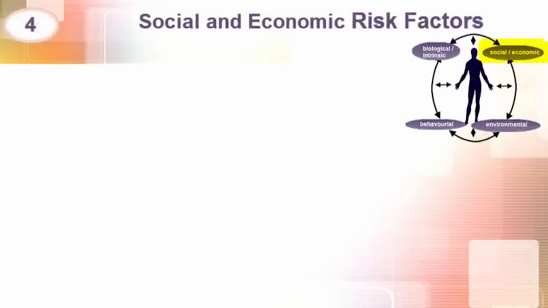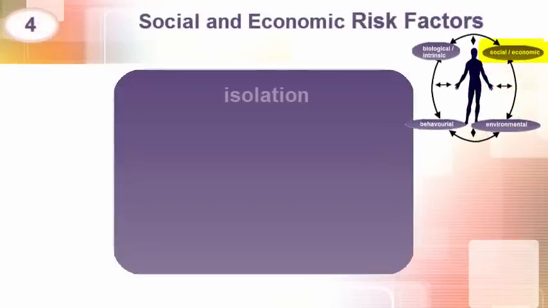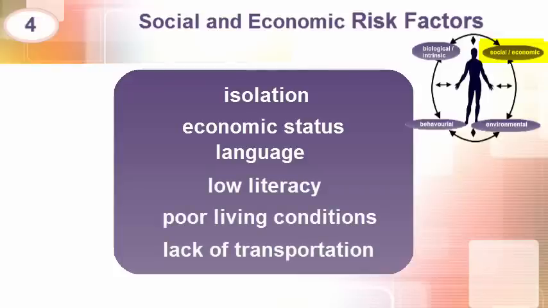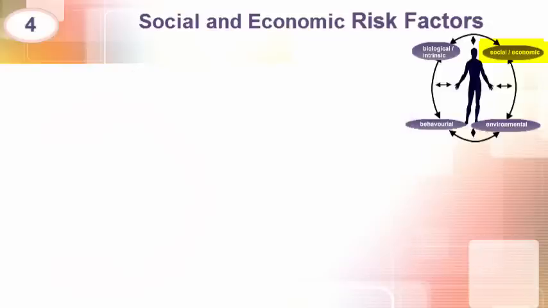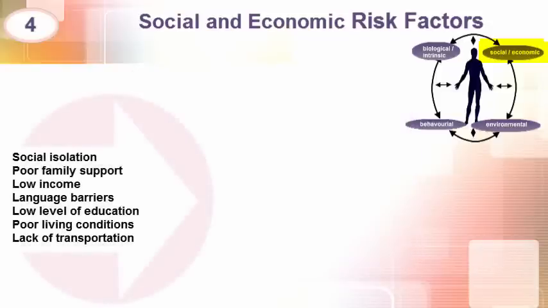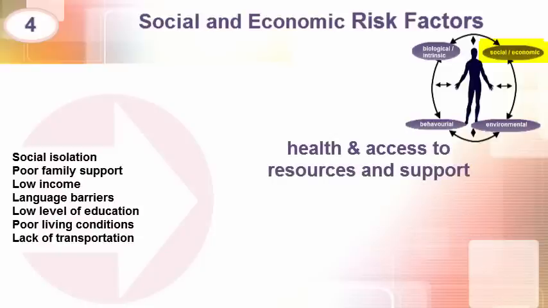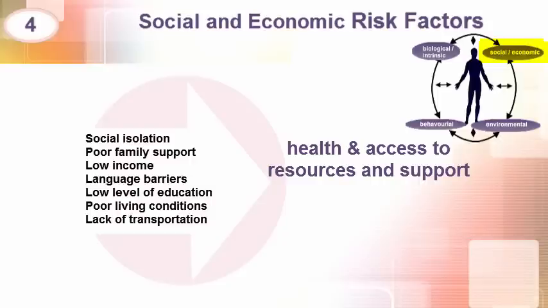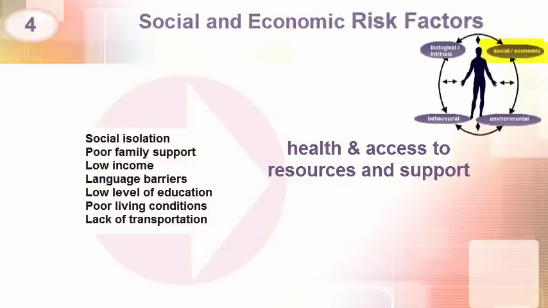The fourth category is social and economic risk factors. Factors like isolation, economic status, language, low literacy, poor living conditions, or lack of transportation do not directly affect balance, but these factors have an impact on an individual's health and access to resources and support. For example, someone living alone with a limited income may not have the financial means to purchase or install a grab bar in their bathroom and may not be aware of available funding. This category is important to consider, even though we do not always recognize these factors as fall risks.